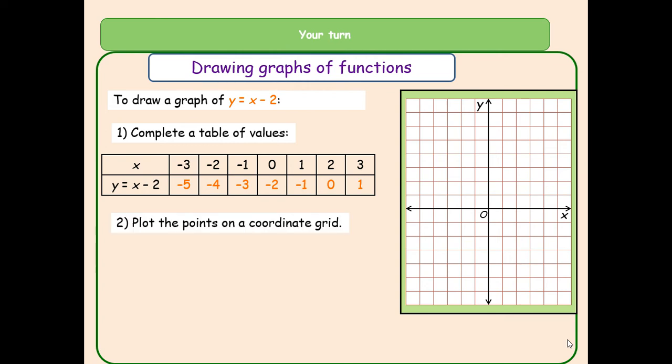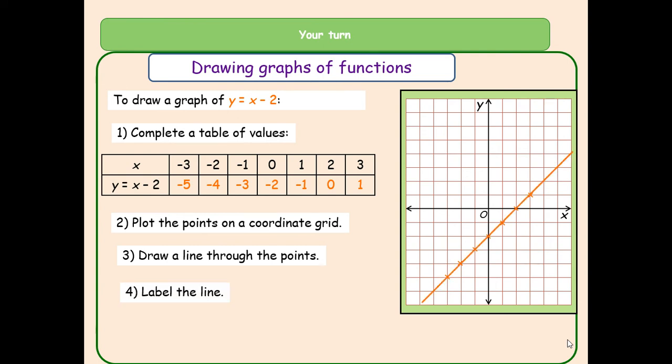You plot the coordinates. So the first coordinate would be what? -3, -5. It would be over there. And those are your coordinates, because you've got your x and you've got your y for each one. So -3, -5, -2, -4, -1, -3, 0, -2, 1, -1, 2, 0, and 3, 1. And what do you do? You draw a line through the points, and finally label the line y equals x minus 2. And that's all it is.